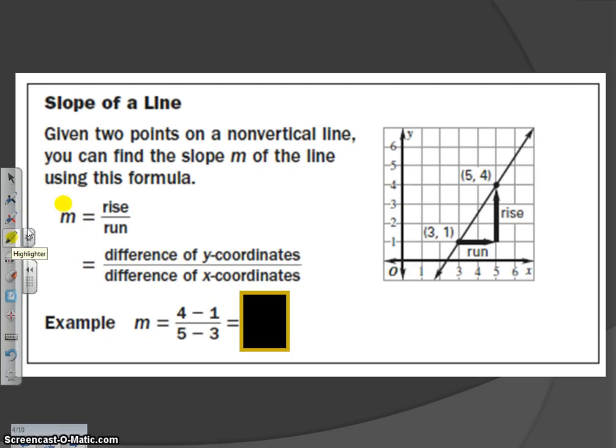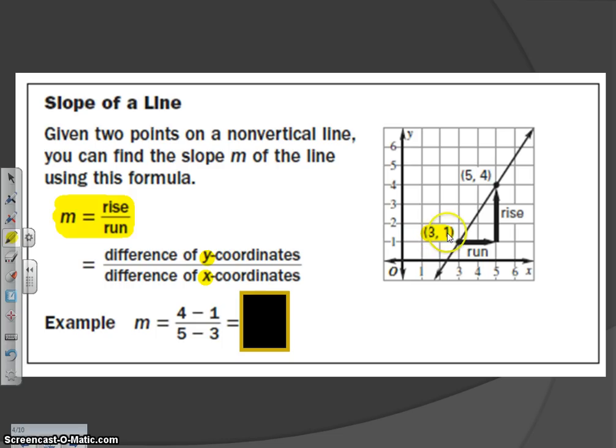Again, slope is rise over the run. It is the difference of y coordinates over the difference of x coordinates. You have y over x. Probably the hardest thing to remember is to put the difference of y over the difference of x. So subtract the y's in your numerator, subtract the x's in your denominator. Let's look at this example.